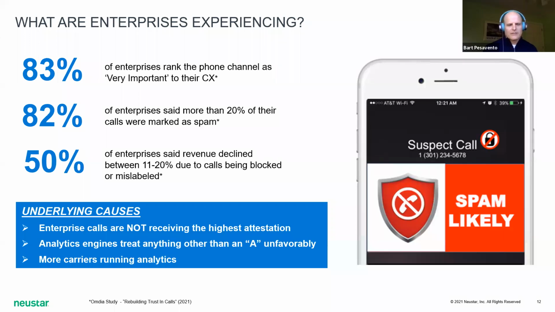And the underlying causes are a couple of different things. These enterprise calls are not receiving the highest attestation level. You're also having the problem with these analytics engines looking at anything that's not an A, which they're going to potentially treat unfavorably. And then more carriers are running these analytics engines as well.